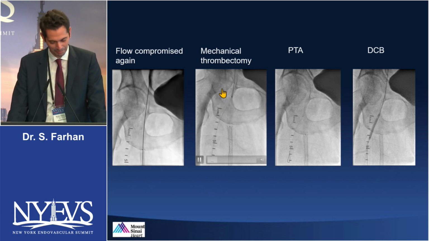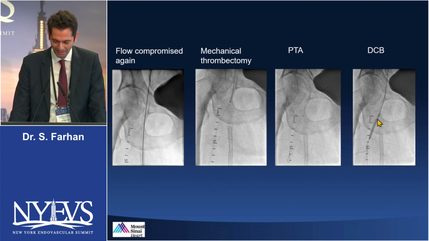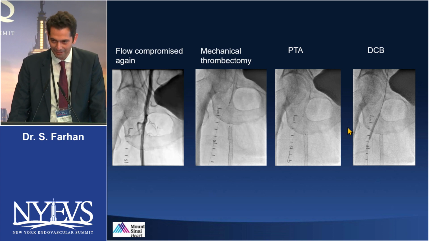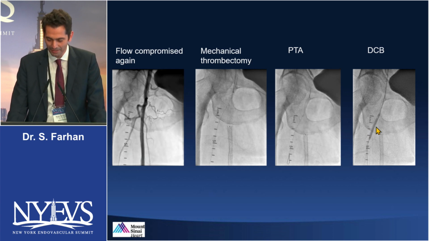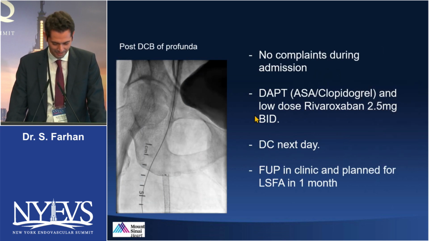So back to action again. We knew that mechanical thrombectomy worked quite well, so we went in and did that. Then we did PTA, and at that moment I suggested to my colleague that we probably manipulated too much in the profunda, and it's such an important vessel. So we used also a DCB in that segment. And this is the final result.